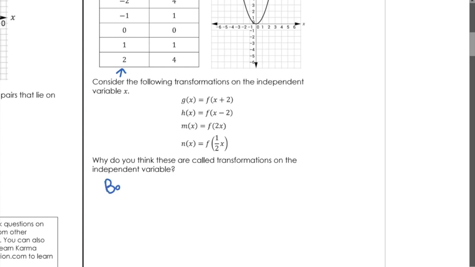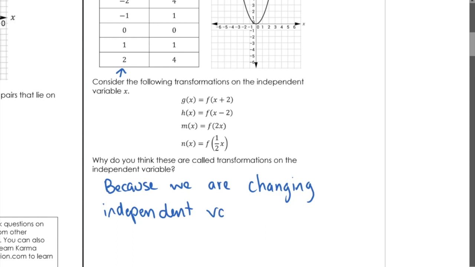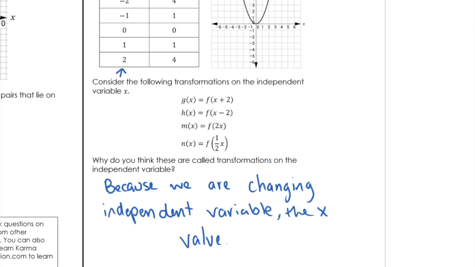Because we are changing the independent variable, which basically means we're changing the x value. Our last lesson was about changing the y values. This time we're changing the x values. So let's see what this means.